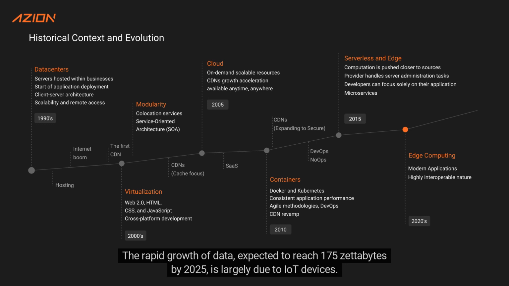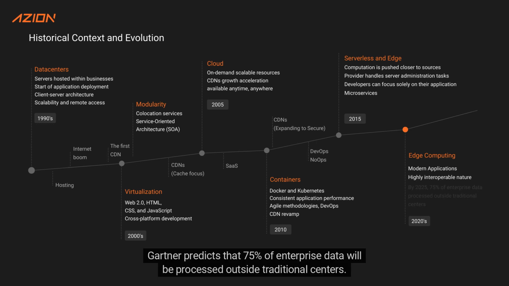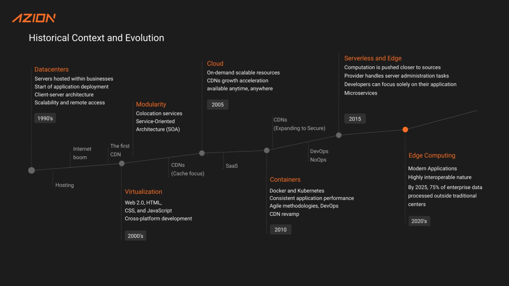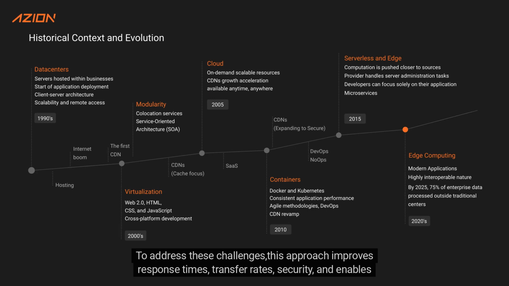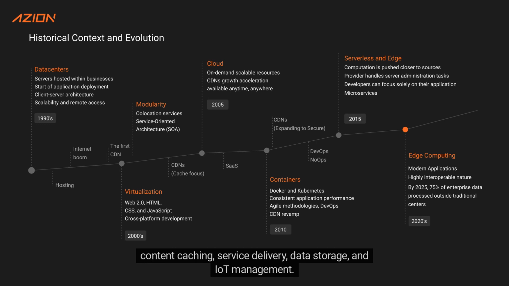The rapid growth of data, expected to reach 175 zettabytes by 2025, is largely due to IoT devices. Gartner predicts that 75% of enterprise data will be processed outside traditional centers. To address these challenges, this approach improves response times, transfer rates, security, and enables content caching, service delivery, data storage, and IoT management.